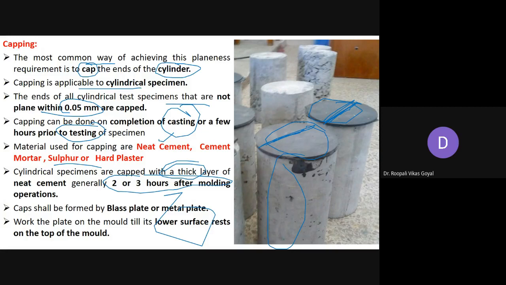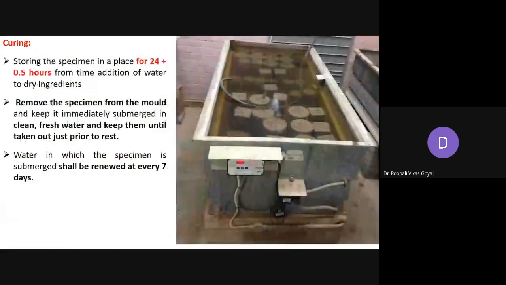Next is curing. Basically, you have to submerge your specimen in a water tank. So store the specimen in place for 24 hours plus or minus 0.5 hours from the time of addition of water to the dry ingredients.